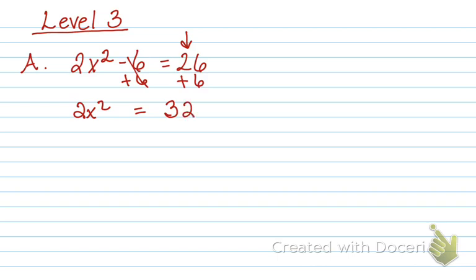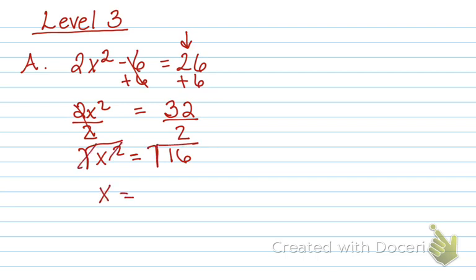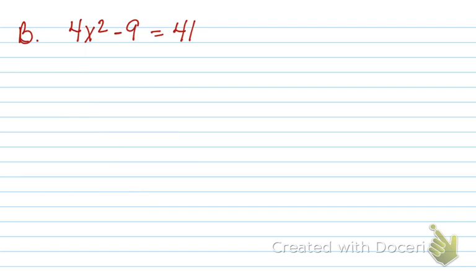Now x squared is not by itself. So we're going to divide by its coefficient of 2 by 2. We're going to be left with x squared is equal to 16. When we have it in this format, we want to know what just x is. So we're going to take the square root of both sides. We have x is equal to, and the square root of 16 is 4. Don't forget your plus and minus. Pretty simple. All right, try B on your own.